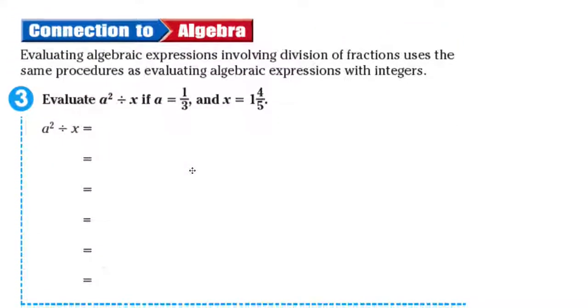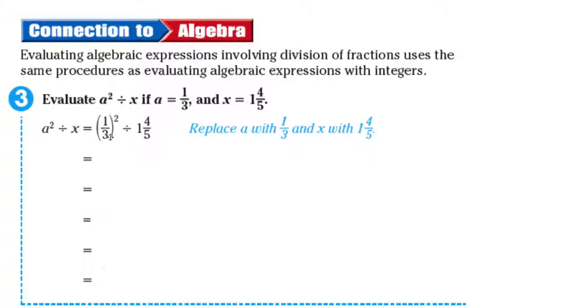And let's take a look at this particular skill, connecting it to algebra. Evaluating algebraic expressions involving division of fraction uses the same procedures as evaluating algebraic expressions with integers. What does that mean? If we're asked to evaluate a squared divided by x, if a is equal to 1/3 and x equals to 1 1/4, again, we go back to the word evaluate. It means find the value of, and 2 steps to find the value of, and that is to substitute and simplify. So in a squared divided by x, we substitute the value for a and substitute the value for x.